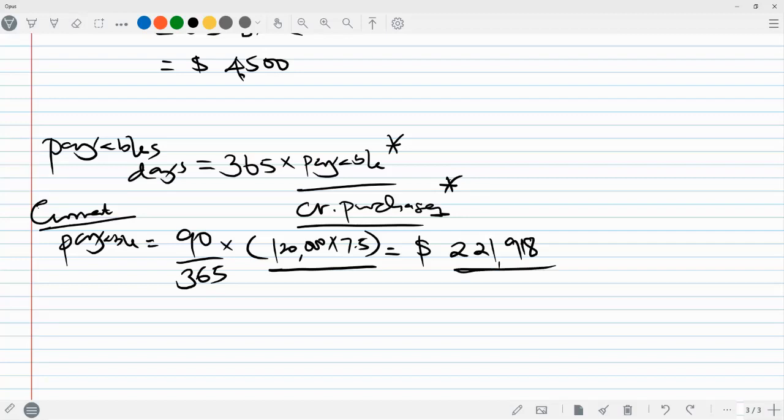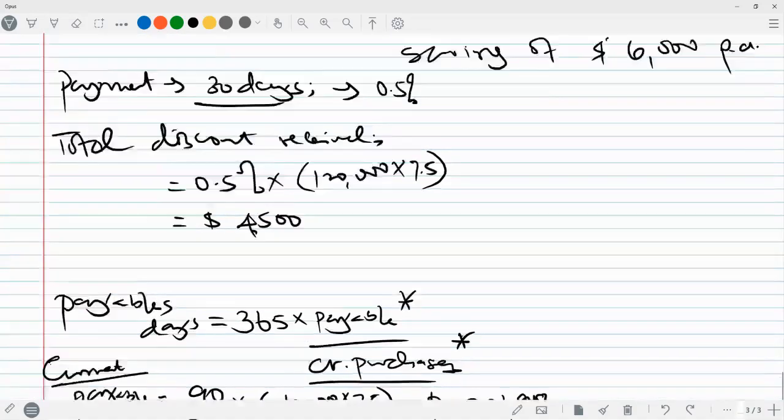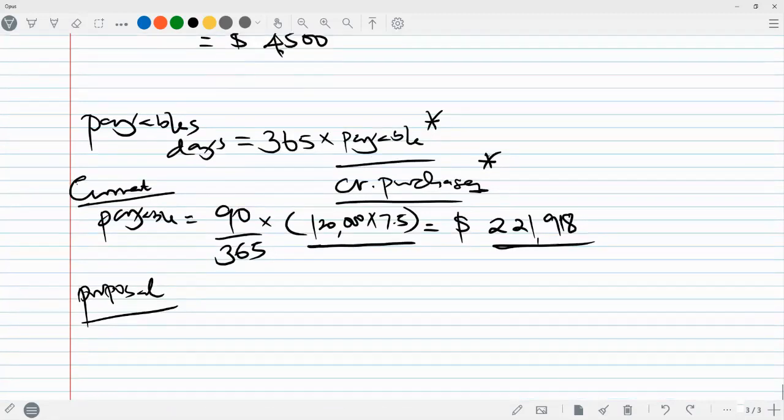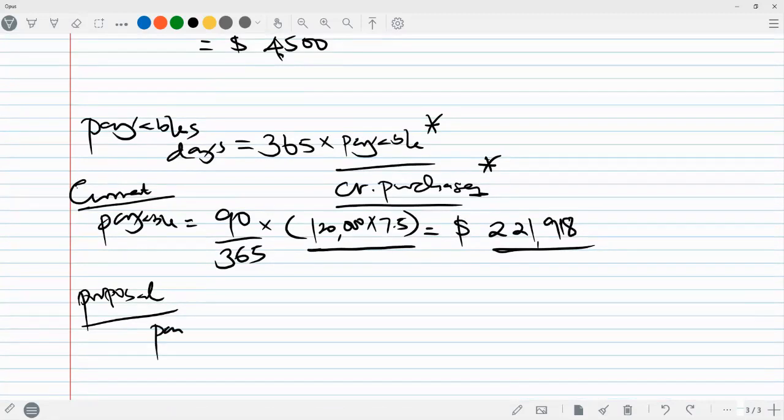Now, what if the company accepts the proposal? If you accept the proposal, you must pay within that many days, I think you did mention that, to get the discount. So as per the proposal, what will be the amount the company will be owing the supplier? It will be equal to 30 out of this 5. We multiply 127.5, which is called the purchases. It will remain the same.